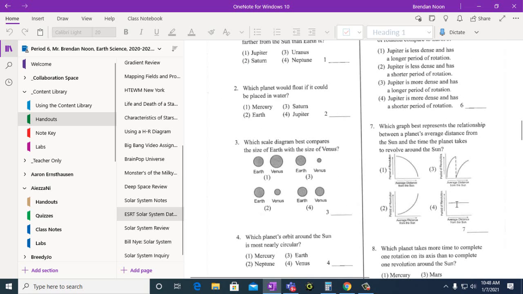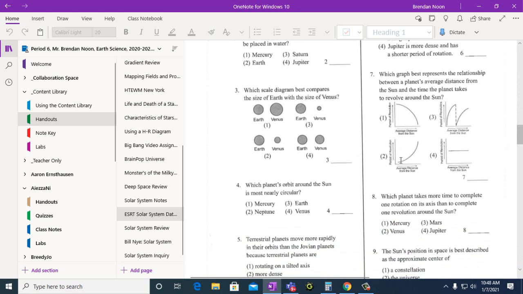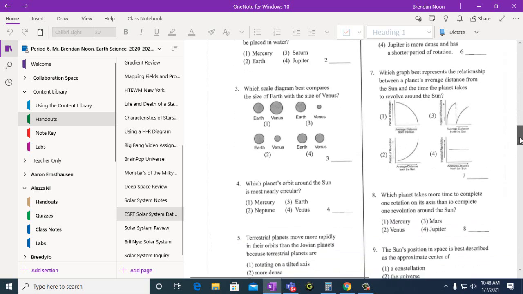All of these do not. Everything stays the same as the distance. This one is it decreases, the period of revolution decreases. So we know it increases. So 2 is the correct answer. And this is an exponential increase. That's what the curve means.